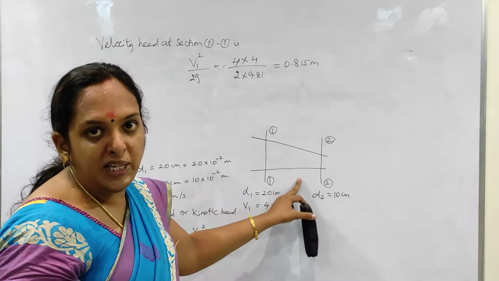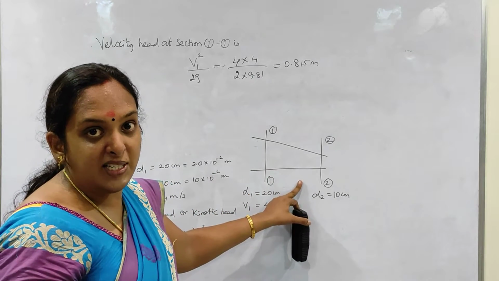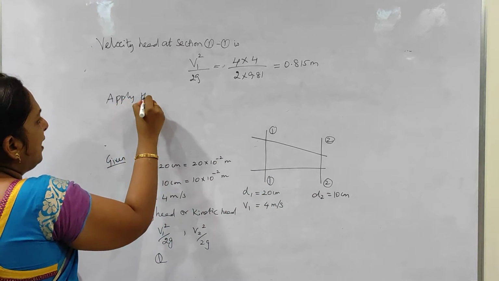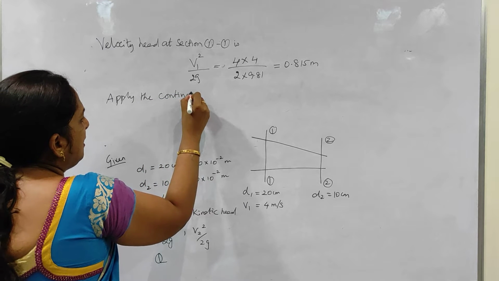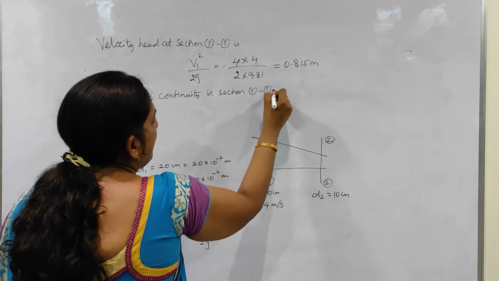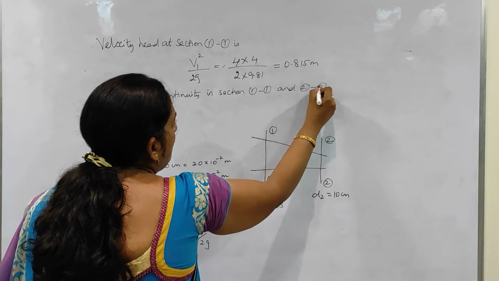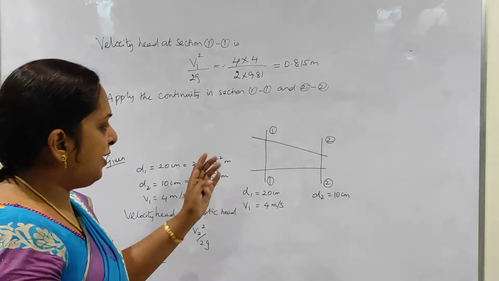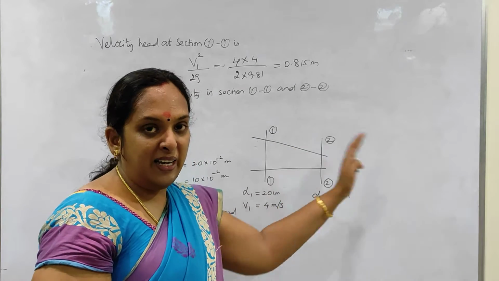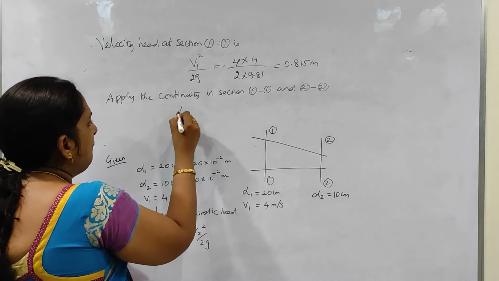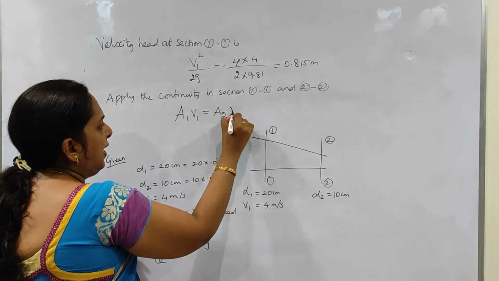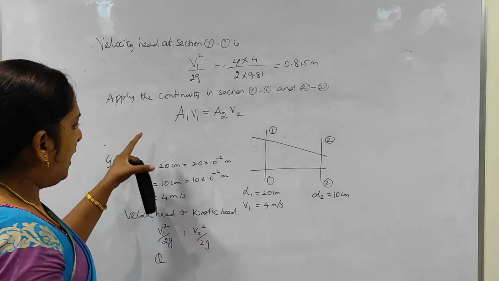So we apply the continuity equation. Do you remember the continuity equation we discussed in one of the videos? Apply the continuity equation at section 1 and section 2. What is the continuity equation? The rate of flow entering here will be equal to the rate of flow exiting, I mean coming out of this. So we can say A1 V1 equals A2 V2. This is my continuity equation. I know the diameter.